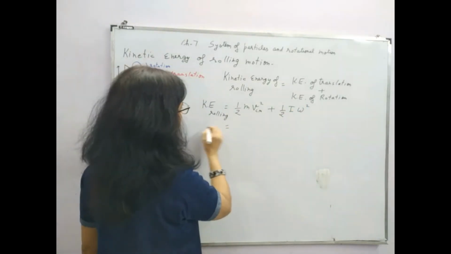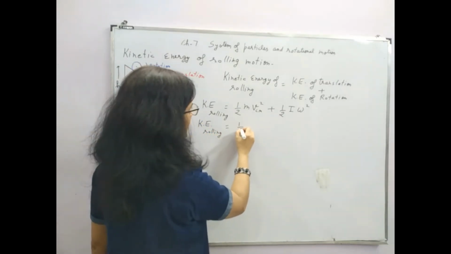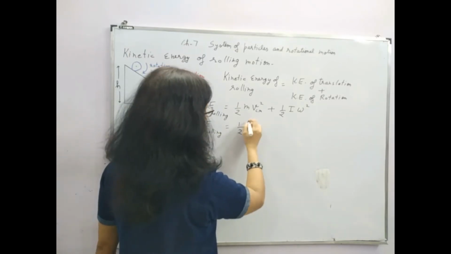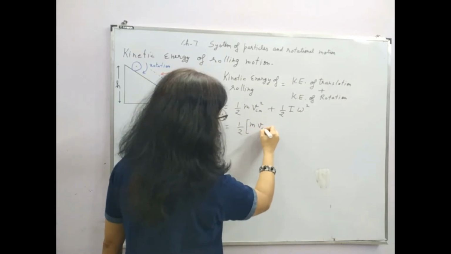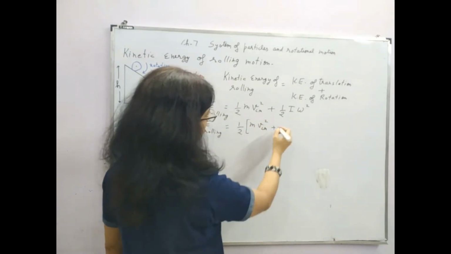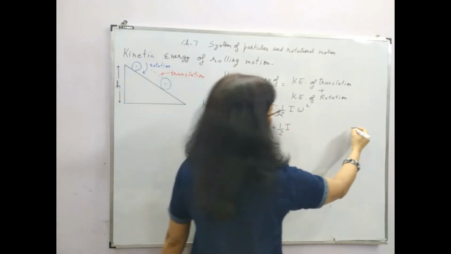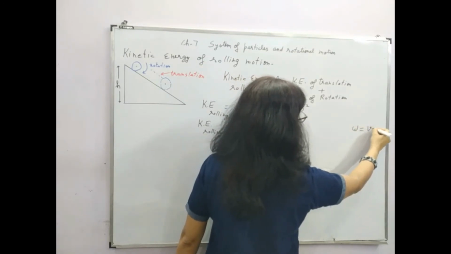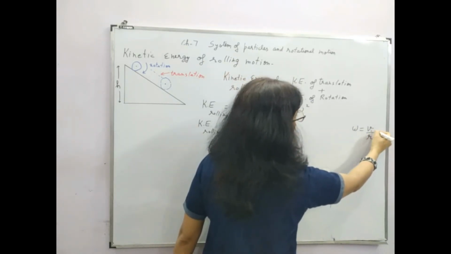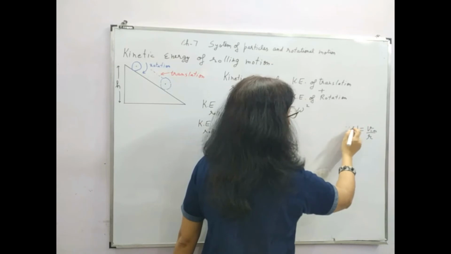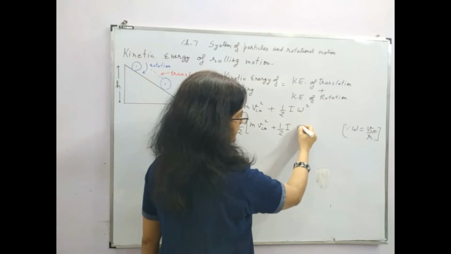Now here I can take this half common: half m VCm square plus half I, we can write V upon R as omega, because we know that V is equal to R omega, and we are talking about the total motion of the center of mass since the whole rigid body is moving. So we will replace this.